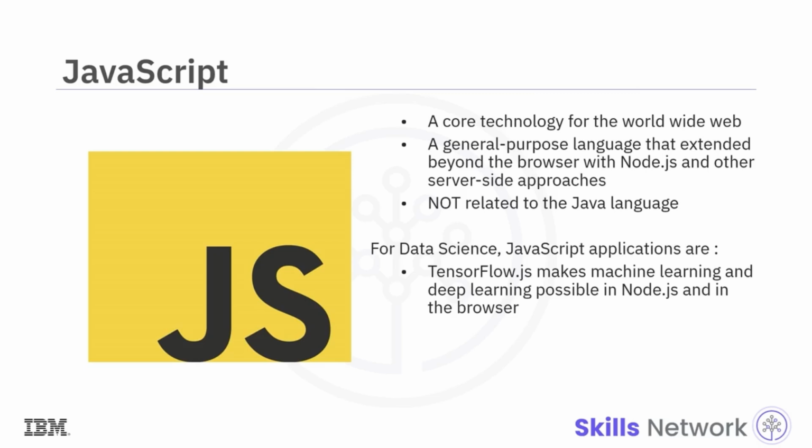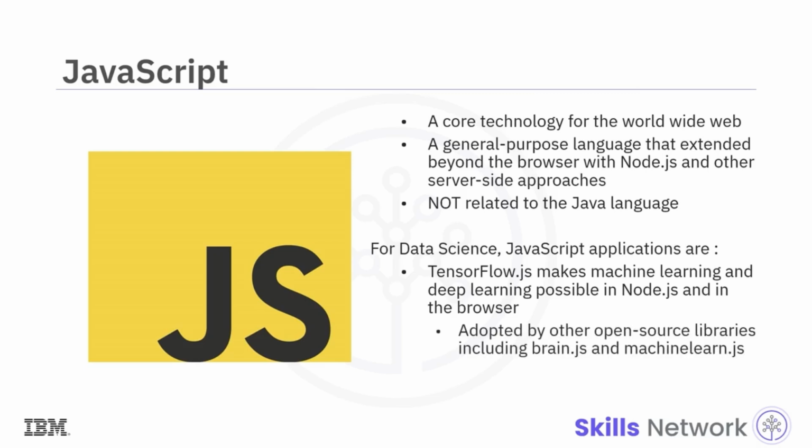TensorFlow.js makes machine learning and deep learning possible in Node.js as well as in the browser. TensorFlow.js was also adopted by other open-source libraries including Brain.js and MachineLearn.js. Another implementation of JavaScript for data science is R.js.